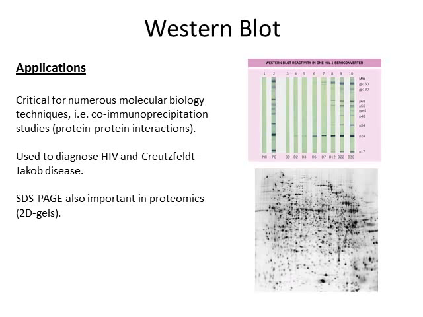Western blots are used for all sorts of things, looking at protein-protein interactions. From a diagnostic point of view, it's still used to diagnose HIV and mad cow disease, and it's also got an important role to play in proteomics.